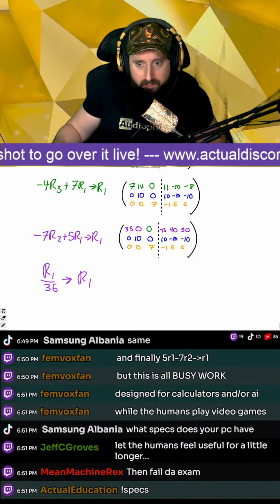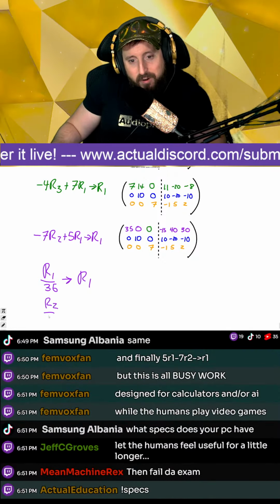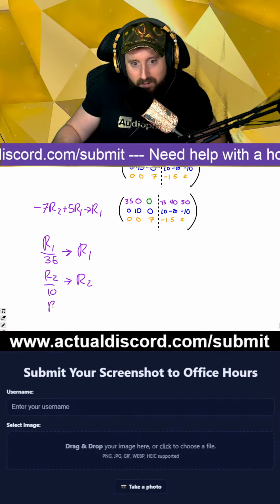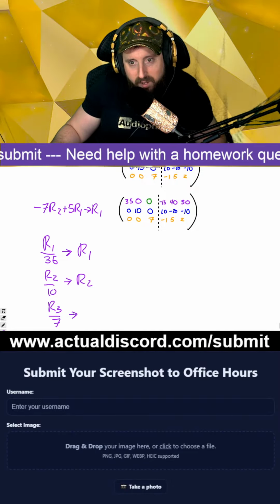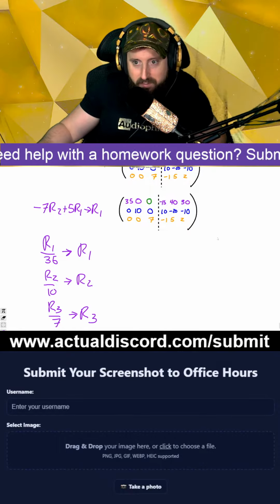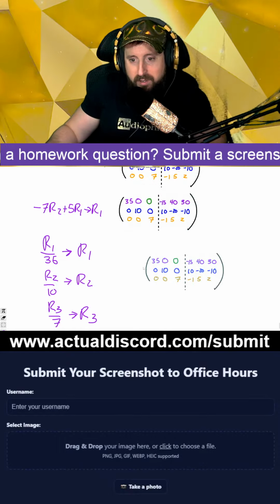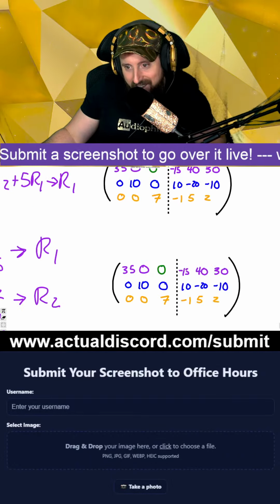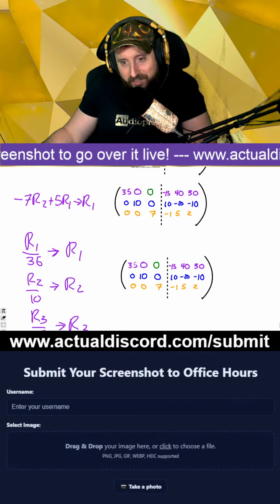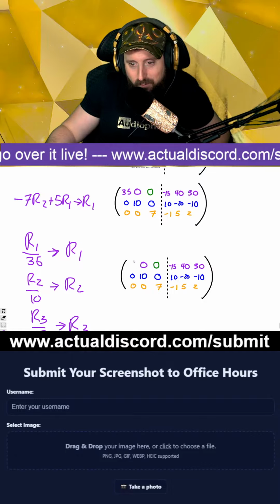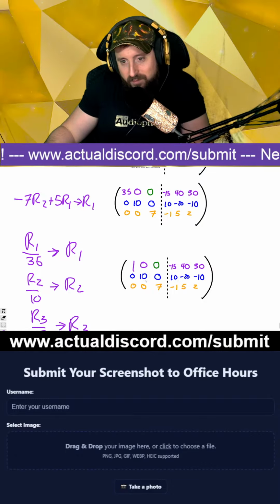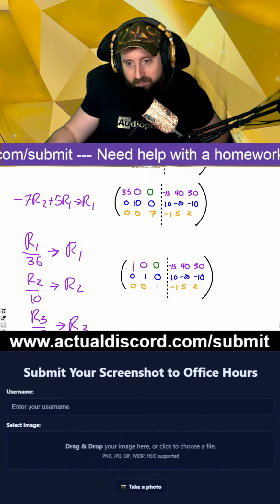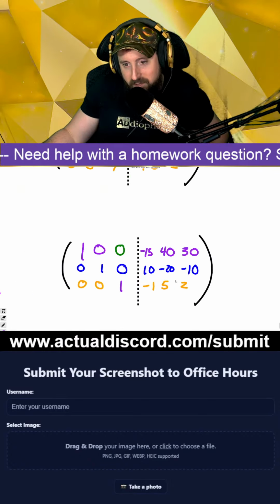And then R2 over 10 implies R2. And then R3 divided by 7 implies R3. That's the last step. So, what do you get? You get a whole mess. Alright, well the nice thing is, this is going to turn into 1, 0, 0, 0, 1, 0, 0, 0, 1. But then these are all over 7.